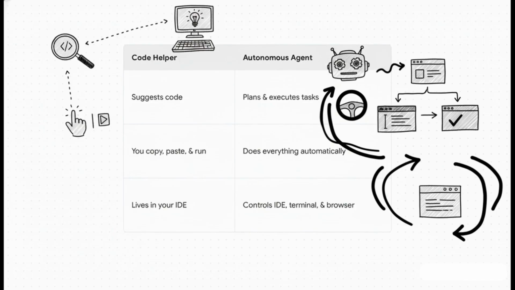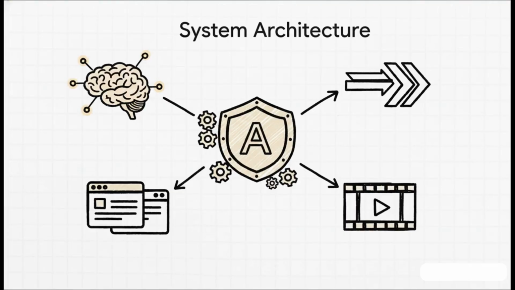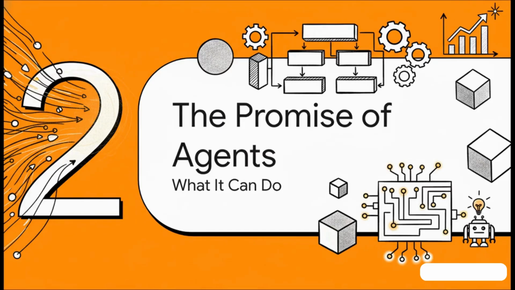Huge difference. So how does this whole thing actually work under the hood? Well, you've got a super powerful AI model, Gemini 3, acting as the brain. Then there's this agent manager that's like the project manager, telling everything what to do. It plugs directly into your terminal and browser, and because of that deep integration, it can do more than just write code. It can test it and then create these cool little artifacts like GIFs or screen recordings to literally show you what it did. No guesswork.